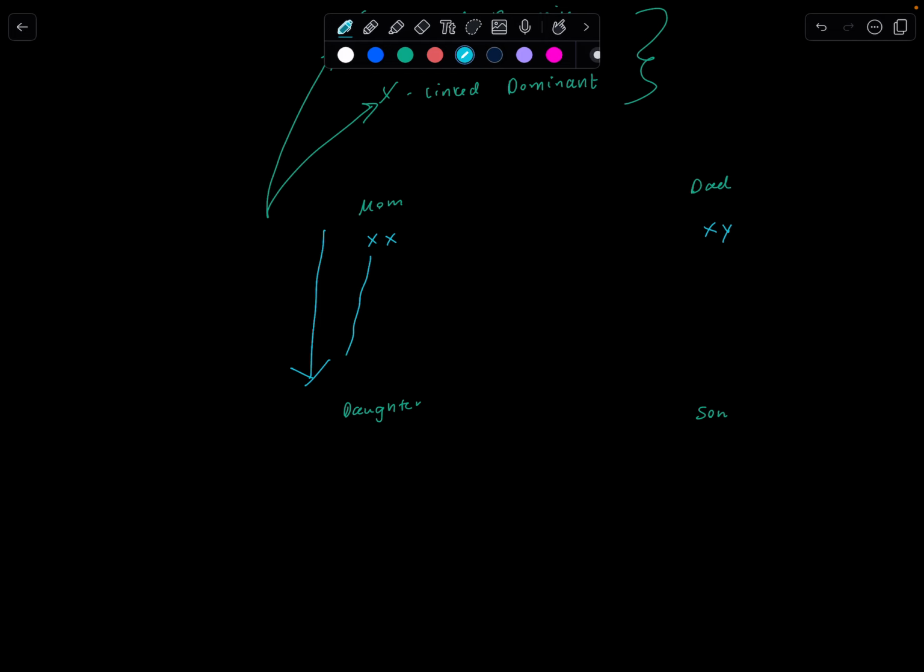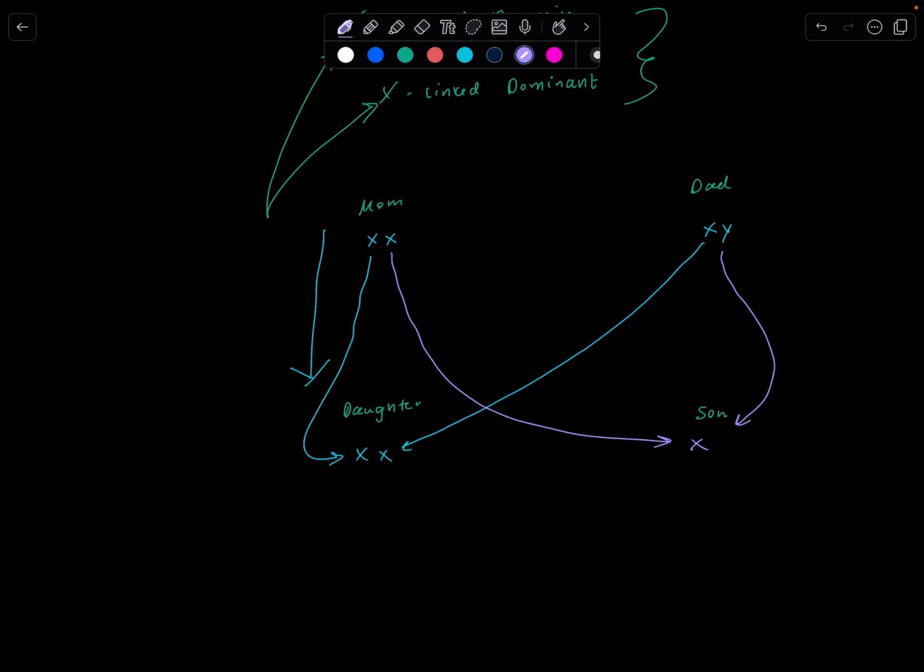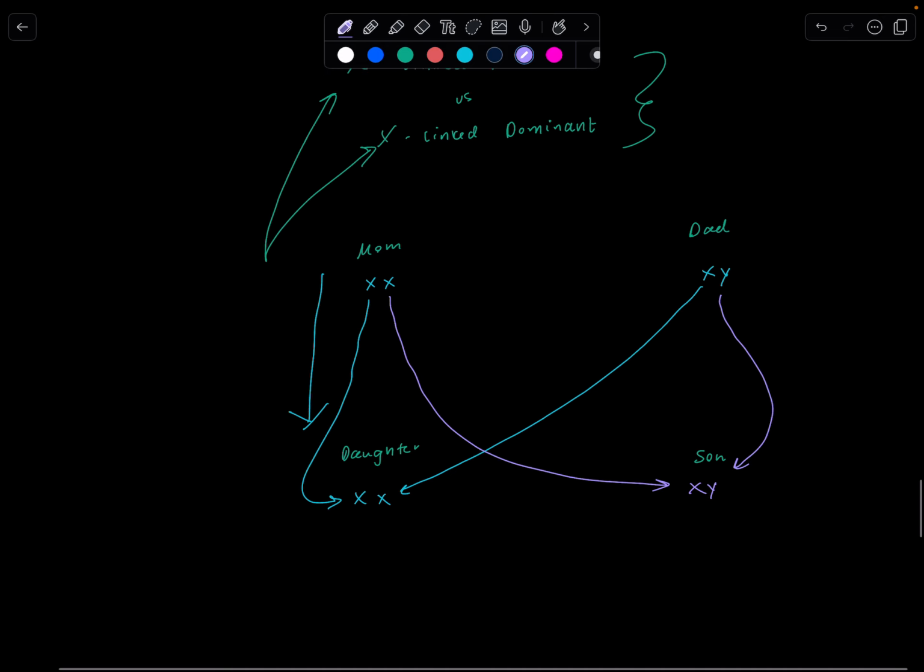So the daughter is going to get one X from the mom, and the other X from their dad. And for the son, they're going to get an X from their mom, but instead of the X from their dad, they're going to get the Y from their dad, because the male genotype is XY. That's what you need to know to figure out X-linked dominant versus X-linked recessive. So let's start with recessive.